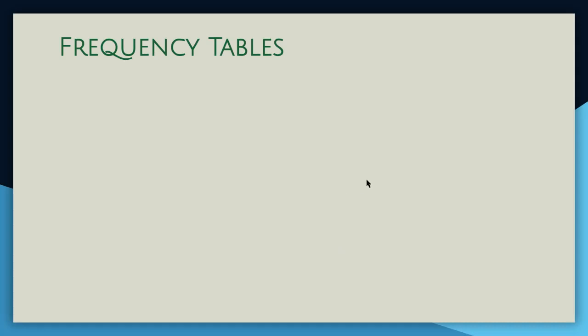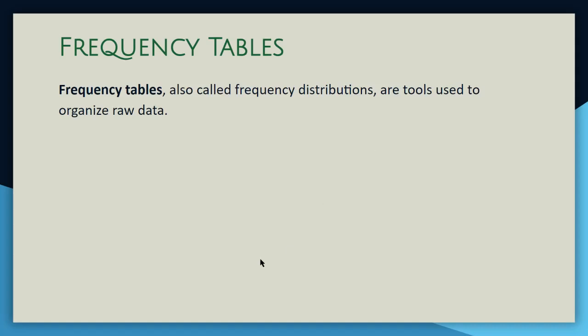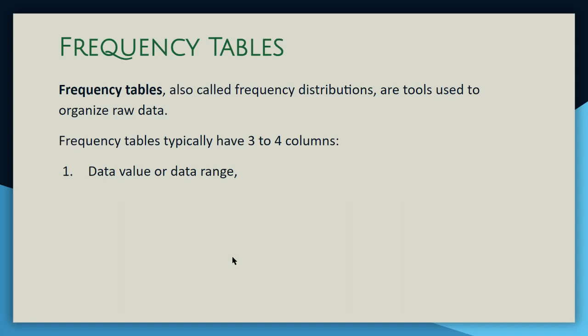And the most common way to organize frequency is in something called a frequency table. So a frequency table, in some other books called a frequency distribution, is a tool that's used to organize a list of raw data. Typically we have 3 or 4 columns, depending on which type of frequency table or how much information we want to share with our readers.